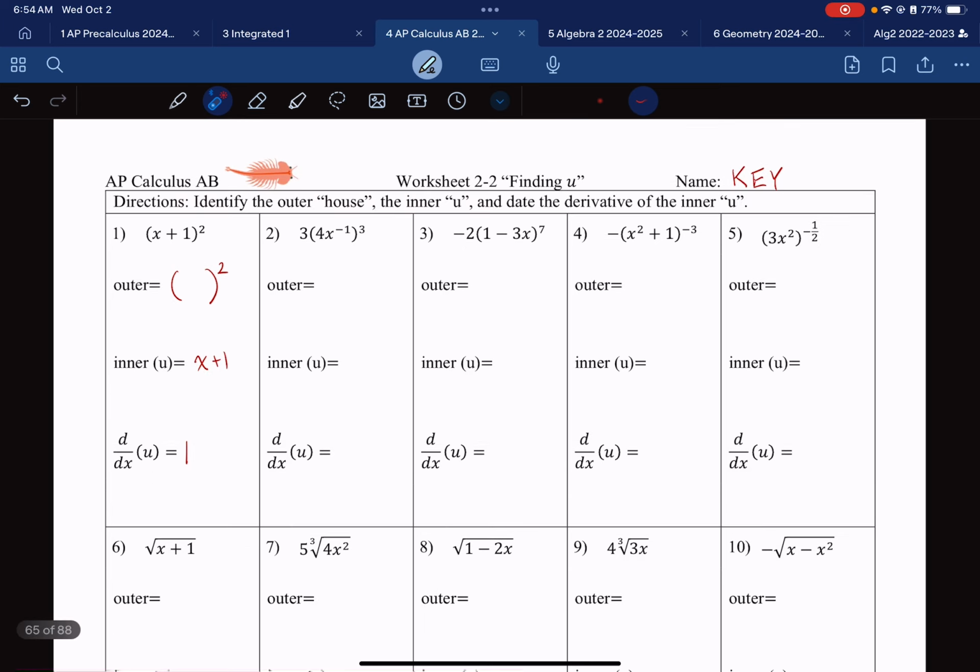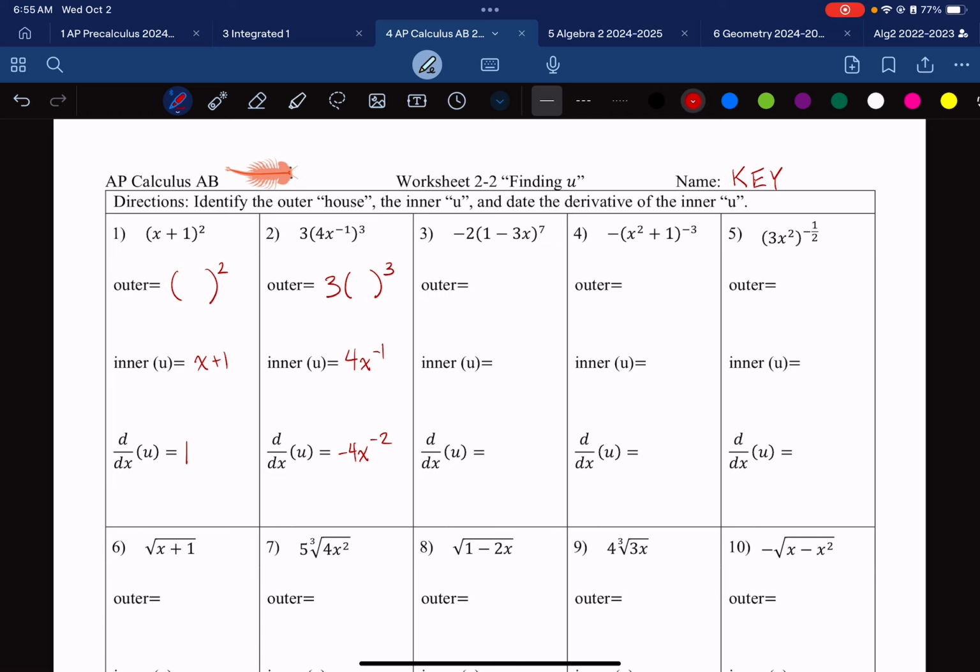Moving on, we have the outside is going to be 3 times parentheses to the power of 3. The inside is going to be 4x to the negative 1. And then when I take the derivative of that, the negative 1 comes down in front. Negative 1 times 4 is a negative 4. Negative 4x to the power of, and then this is going to go down from negative 1 to negative 2.